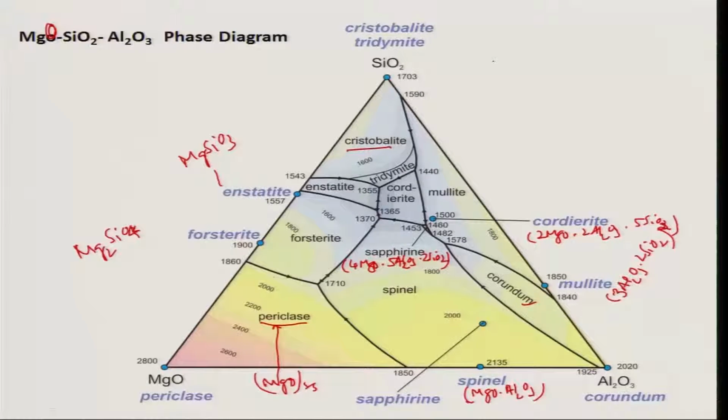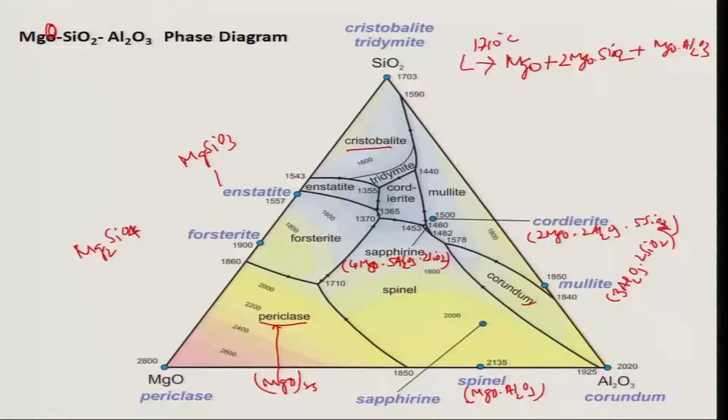The first important reaction here, okay, is the eutectic reaction. This is taking place at a high temperature of 1710 degrees Celsius. It leads to formation of periclase plus 2 MgO SiO2. This is nothing but MgSiO3 plus MgO Al2O3 spinel, correct. This is the ternary eutectic reaction.